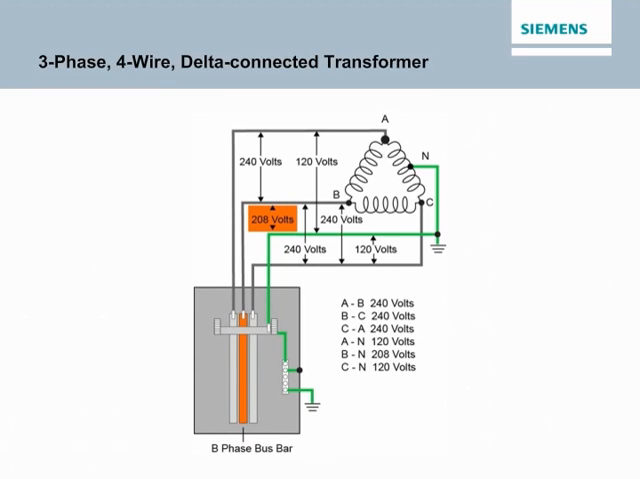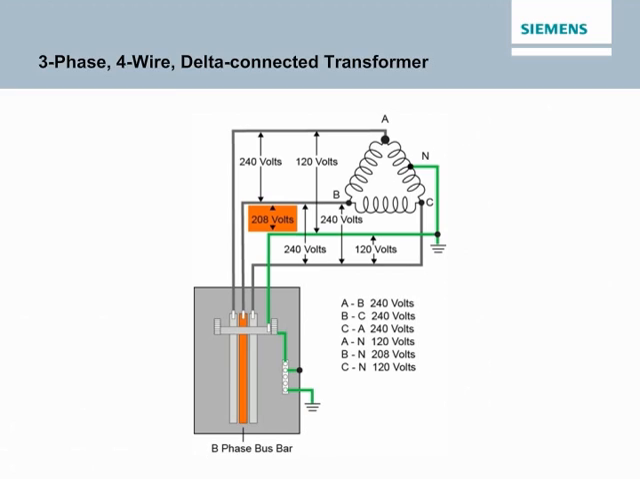A 3-phase, 4-wire delta-connected secondary works a little differently. The accompanying illustration shows a delta-connected secondary with 240 volts phase-to-phase. The midpoint of one phase winding is grounded to provide 120 volts between phase A or C and the neutral connection. Between phase B and neutral, however, the voltage is 208 volts. As previously discussed, this is referred to as the high leg.